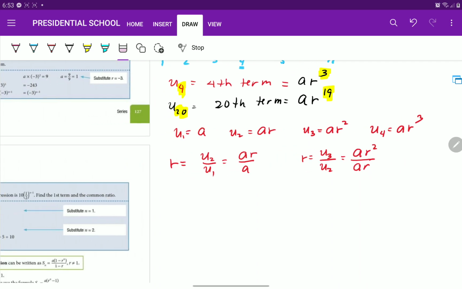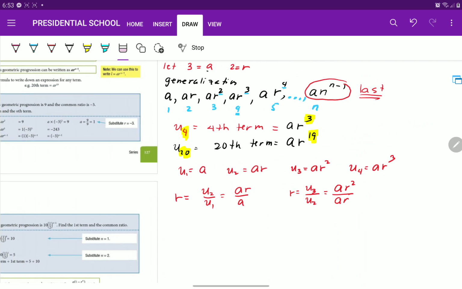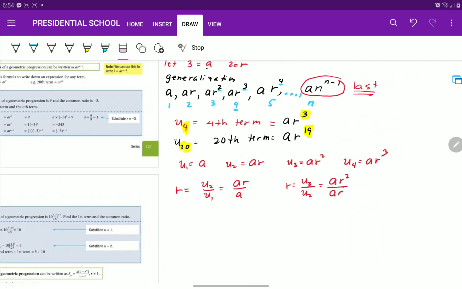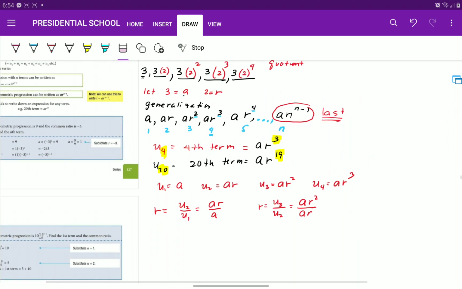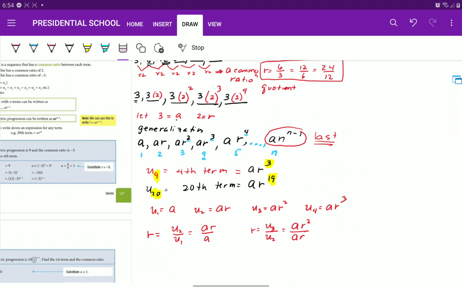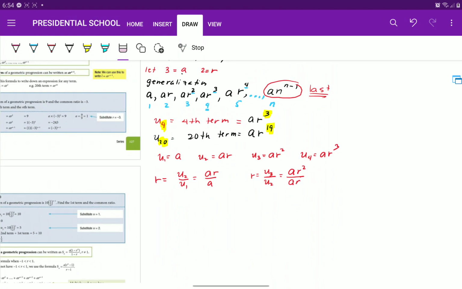Okay, so please take a look at this one. Again, before we proceed to the example, the thing that you need to remember is that in a geometric progression, there is a common ratio.